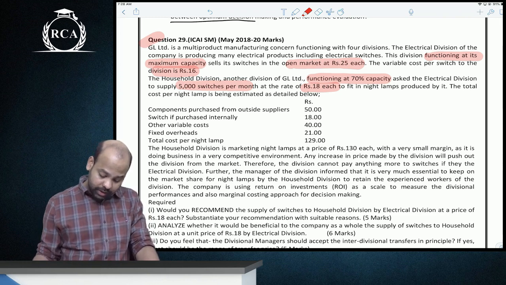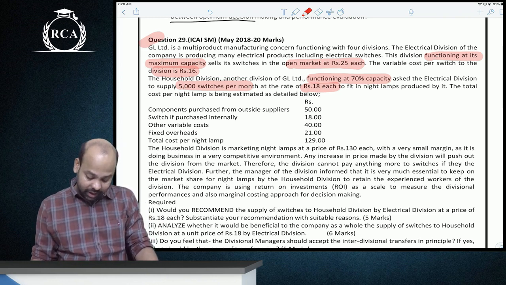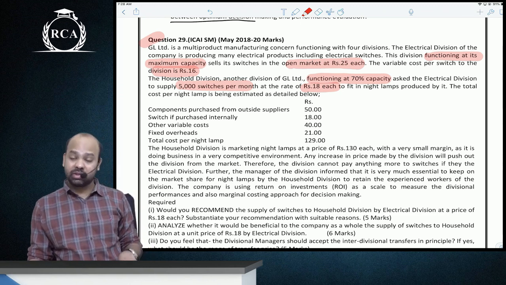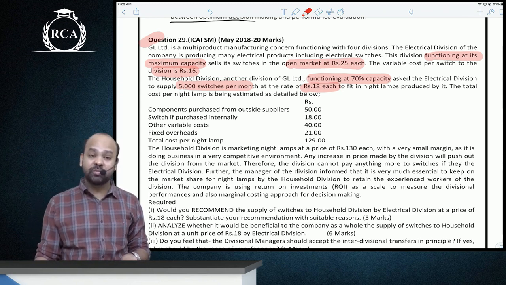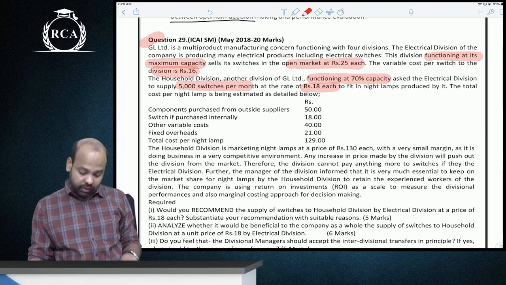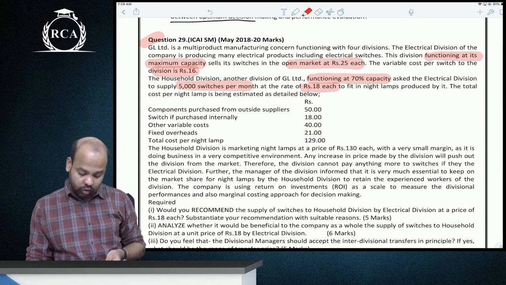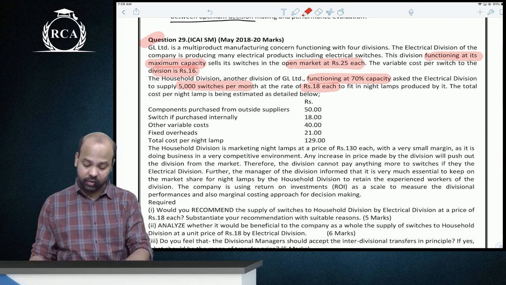The total cost per night lamp is being estimated as detailed below. Components purchased from outside supplier will be 50 rupees. Switches, if purchased internally, would be 18 rupees. Other variable cost of 40 rupees. Fixed overheads are 21 rupees. Total cost per night lamp, as such, is 129.